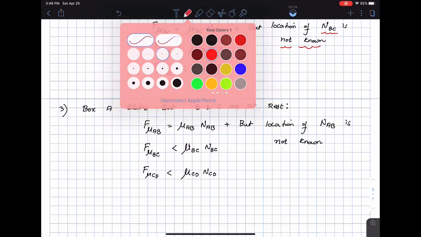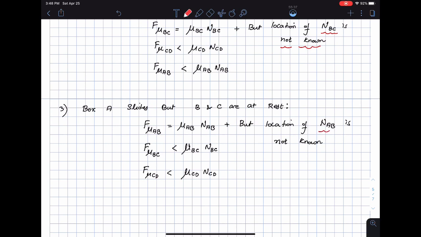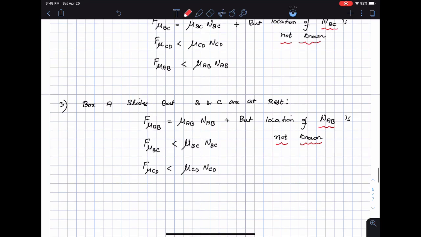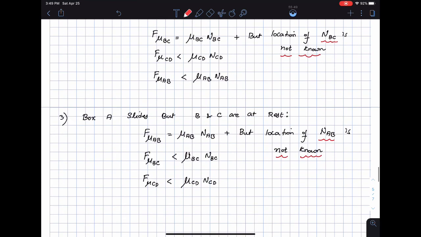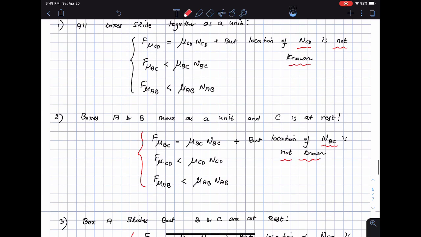So when you have sliding motion, the location of the normal force is typically not known at the impending surface, but you have an equality for the friction and the normal forces at the surface where there is impending motion. Now we come to the cases of tipping.